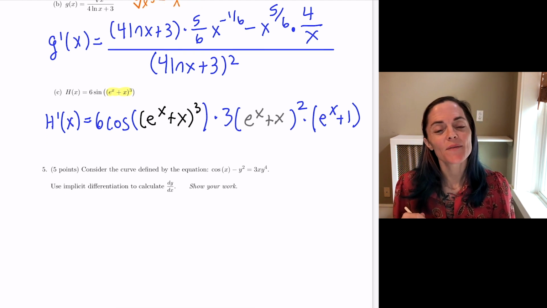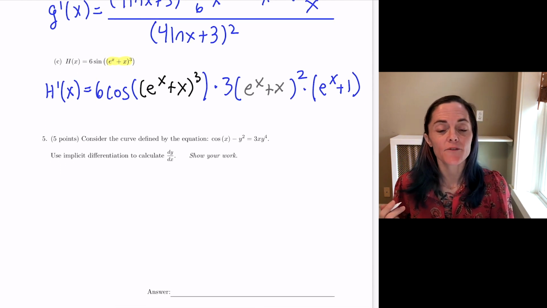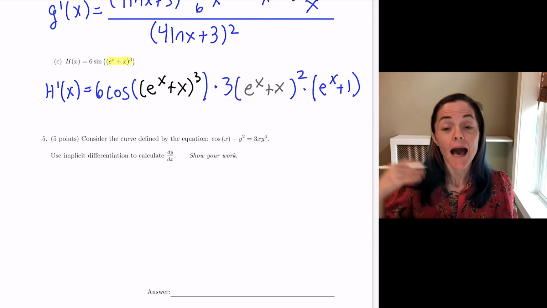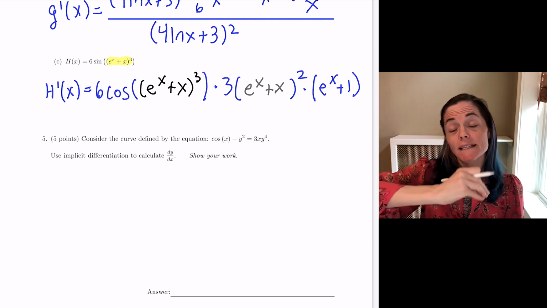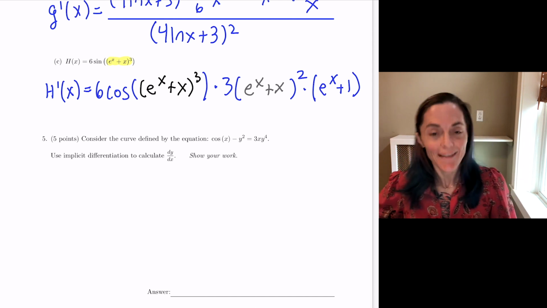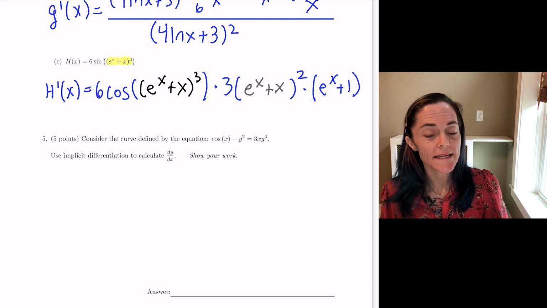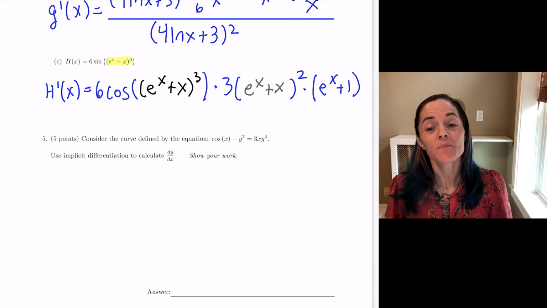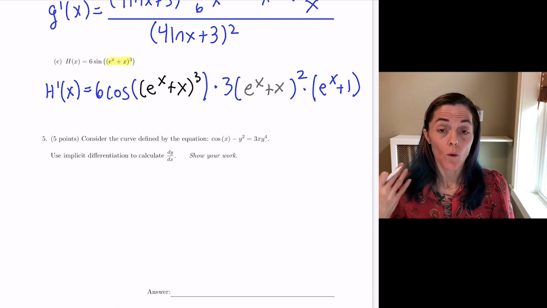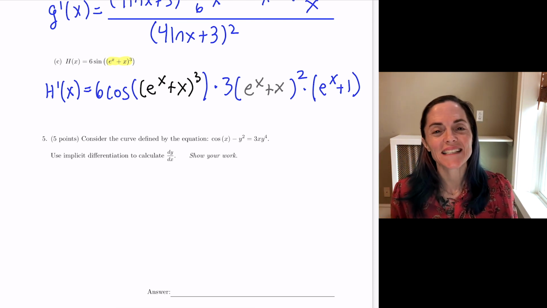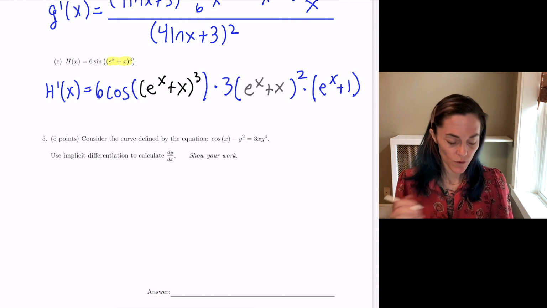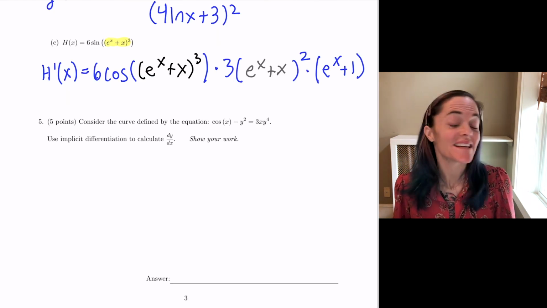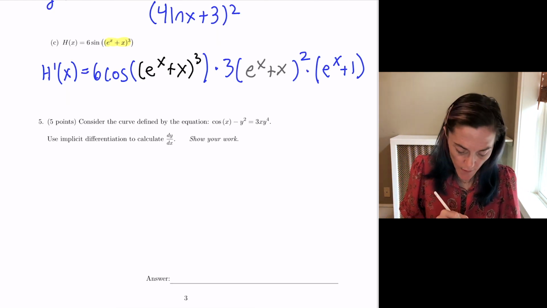Number 5, implicit differentiation. Very nice. How do we do these questions? Well, we differentiate both the left-hand side and the right-hand side of the equation, understanding that every time we differentiate a y, we multiply by dy/dx. This comes from the chain rule. First, we differentiate the cosine. So we have minus sine x.